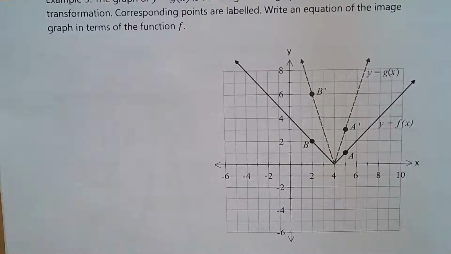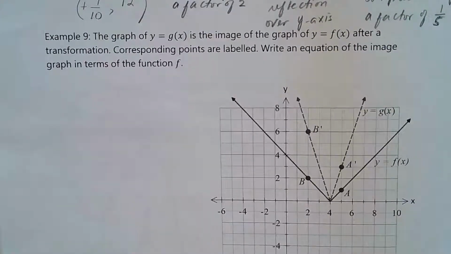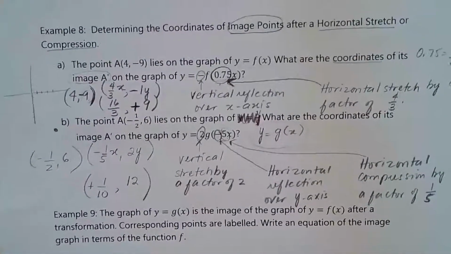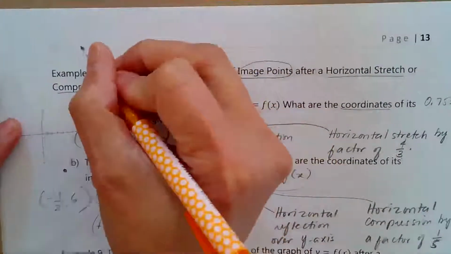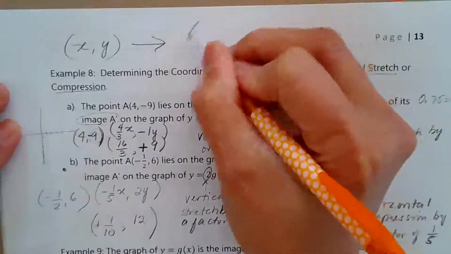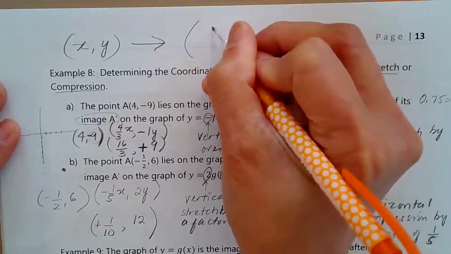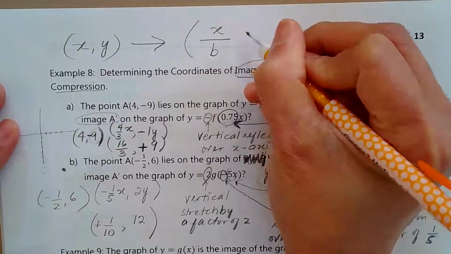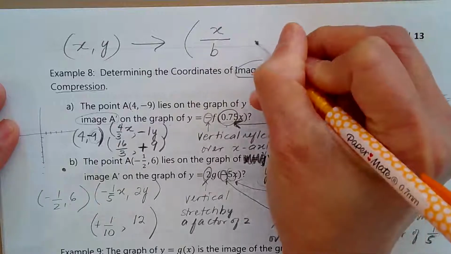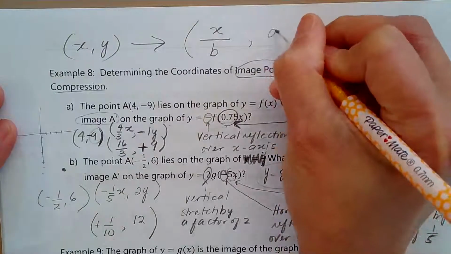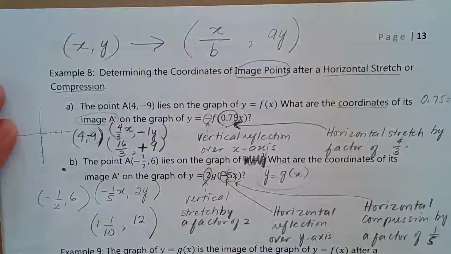Let's see here. I want to put something on top in here. So if this is your x comma y, and you're transforming it, it's basically happening like this: x over b, and then the other one would be a times y. That's what the transformation is.